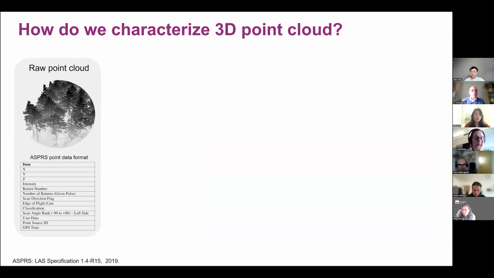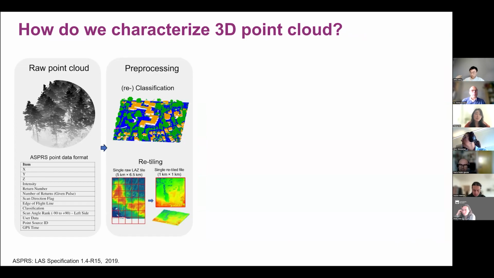And often we need to have some pre-processing steps. First is classification. If your dataset doesn't have any classification done before, or you can have reclassification, so that each point can be assigned to the object class that this point belongs to. If you have very large LiDAR point files, you might need to retile them into smaller tiles, meaning you split the big ones into multiple small ones so that they can be easily handled by your available computing resources.